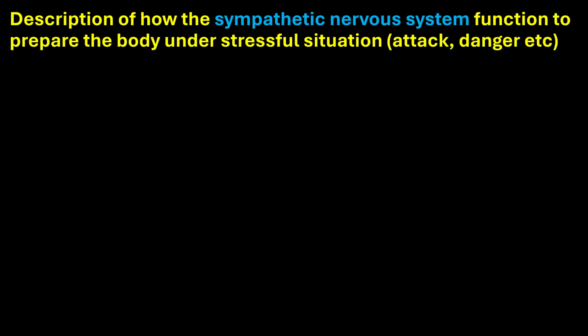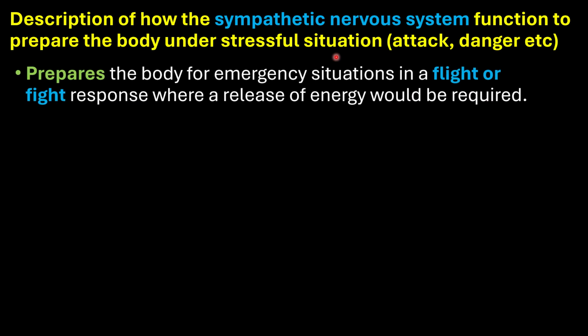So let's look at this typical question. Describe how the sympathetic nervous system functions to prepare the body under a stressful situation. When you come under attack or when you're in danger, the sympathetic nervous system takes over your body. How does it prepare your body to function under such a situation? So you need to first define and tell us about the sympathetic branch and what it does. It prepares the body for an emergency situation in a flight or fight response where a release of energy will be needed. So in a situation where you need energy to fight or to flee, that is when the sympathetic branch takes over the body.